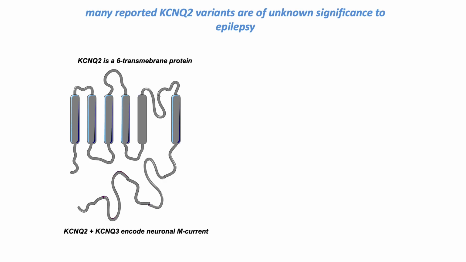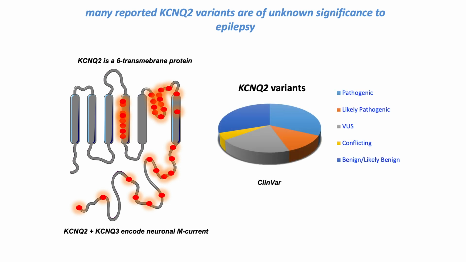The KCNQ2 gene encodes a 6-transmembrane domain protein that interacts with KCNQ3 to form a functional potassium ion channel that is responsible for neuronal M current. There are currently close to 300 distinct variants associated with KCNQ2 epilepsy, and the problem is that we don't entirely understand the functional ramifications of these mutations on the ion channel itself or on the behavior of neurons.